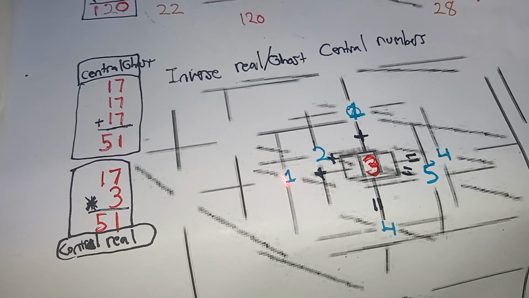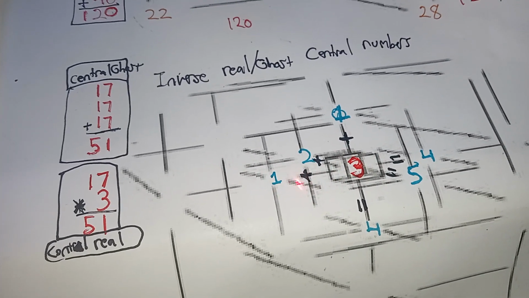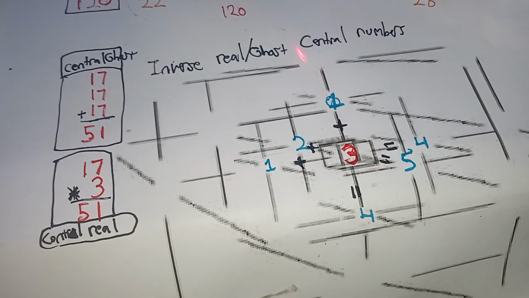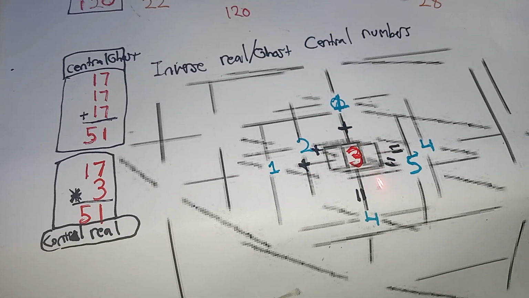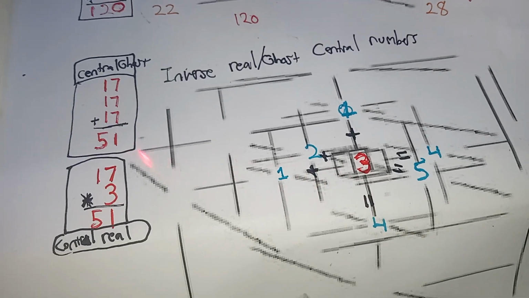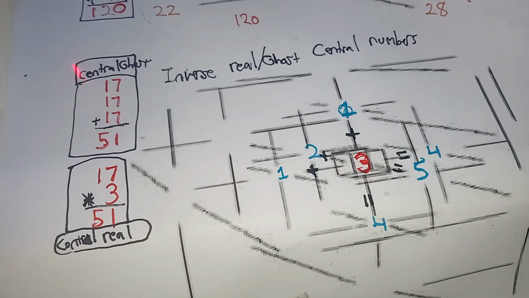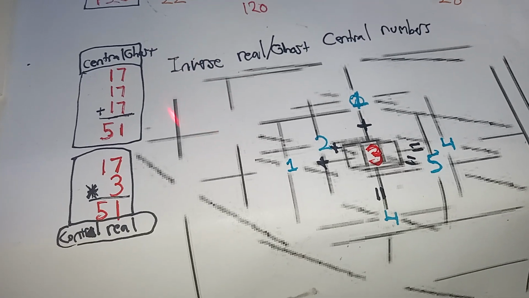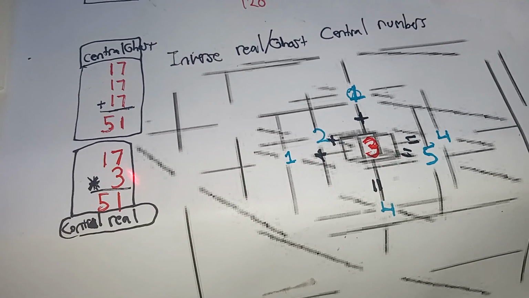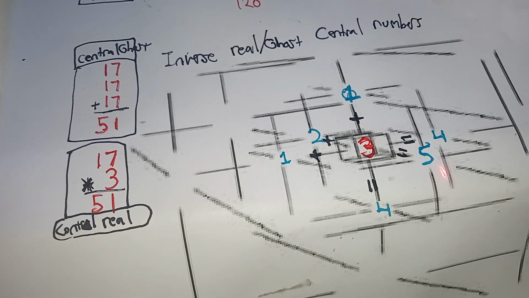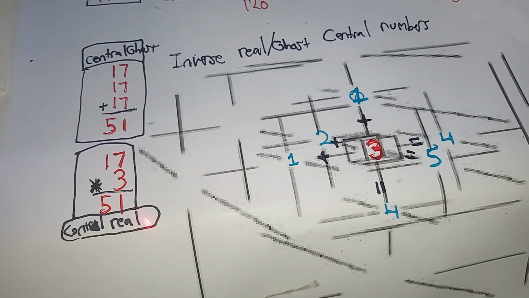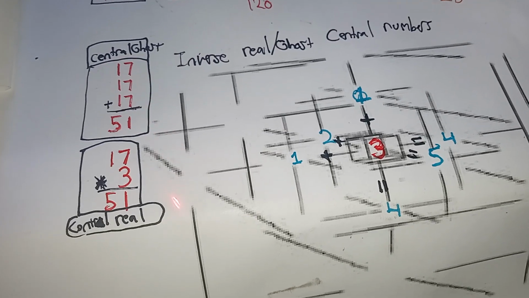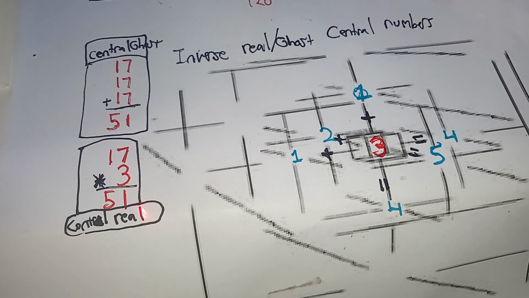But with 3, when you add these numbers up, 1 plus 3 is 4, 2 plus 3 is 5, and 1 plus 3 is 4. You get 17. 17 plus 17 plus 17 would be 51 for an outer ghost number. But also, it would take 17 3s to make 51. So they're inverse to each other: 3 17s and 17 3s.